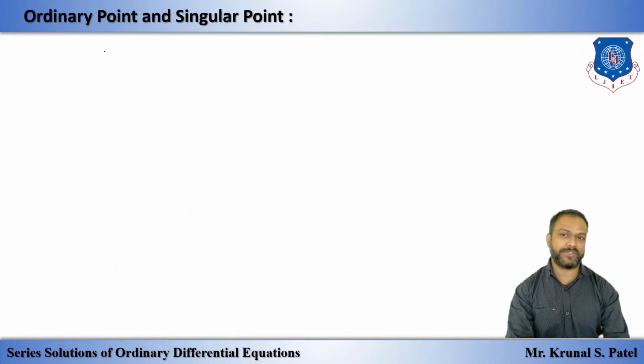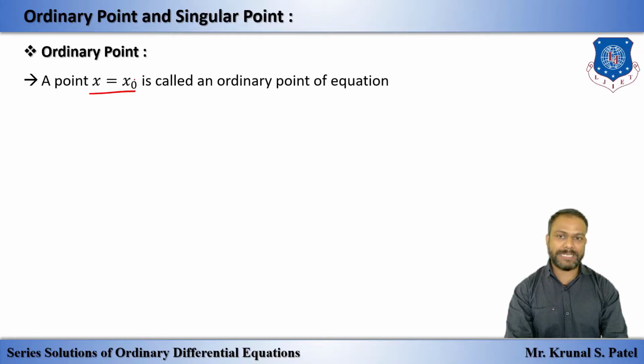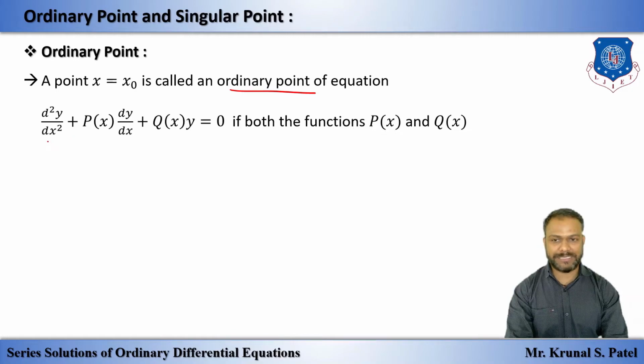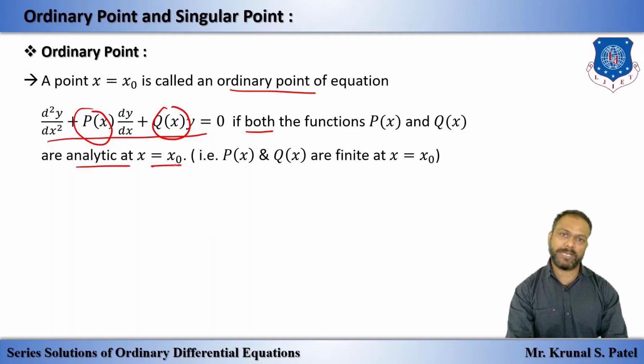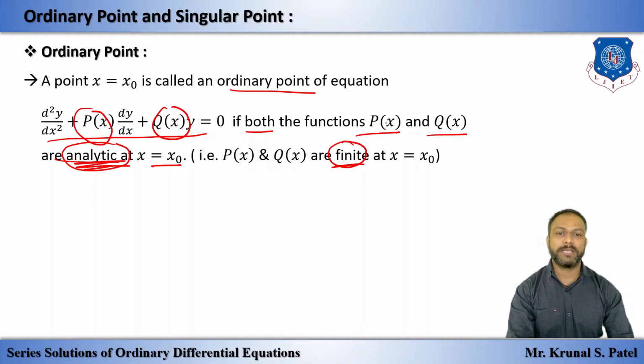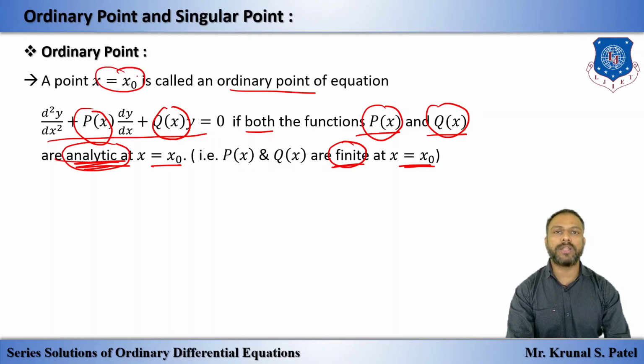Okay, now first the definition of ordinary point. A point x is equal to x0, where x0 may be any real number or, in some cases, any complex number, but we'll just consider any number. A point x is equal to x0 is called an ordinary point of this equation number 2, which we already derived, if both the functions p of x and q of x are analytic at x is equal to x0. That means you have to remember finite. Okay, just write down analytic, but in your mind you have to just remember finite. So if p of x and q of x both are finite at the point x is equal to x0, then this point is called an ordinary point.